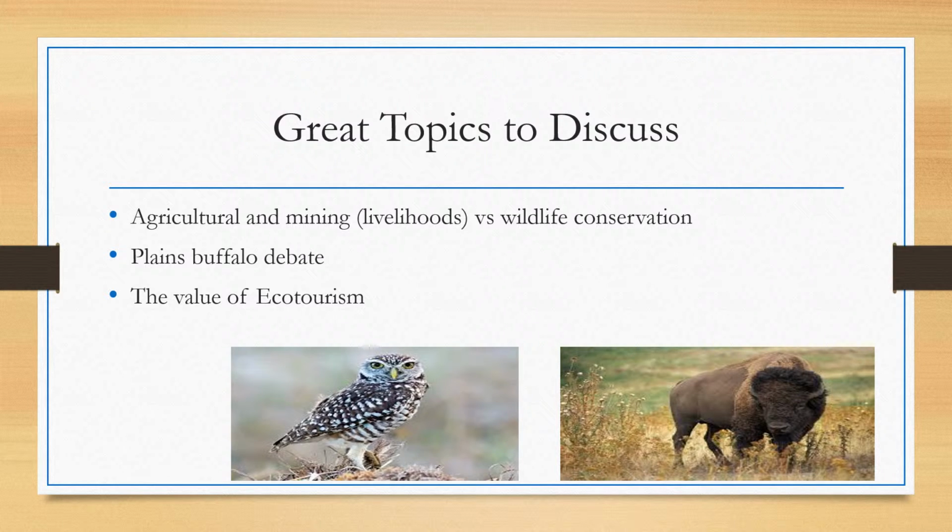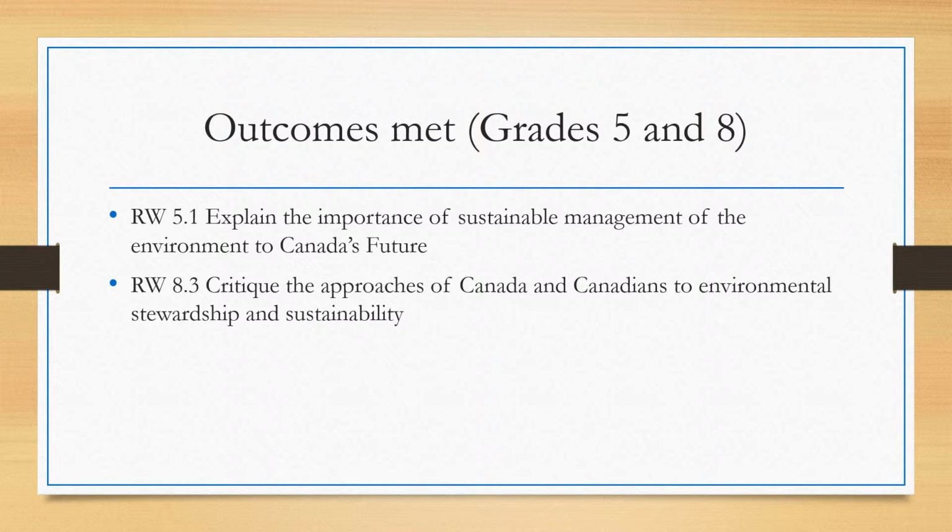We could also talk about the value of ecotourism. So basically, ecotourism is putting a value on nature. We're profiting off nature, we're putting a value on it, and we could also weigh the concept of whether, in the long run, ecotourism will be more sustainable economically than agriculture and mining. So the outcomes that we'll be meeting for grades 5 and 8 will be RW 5.1 and RW 8.3.